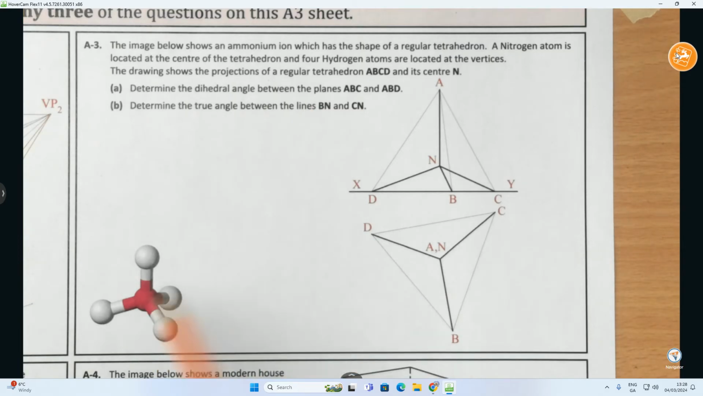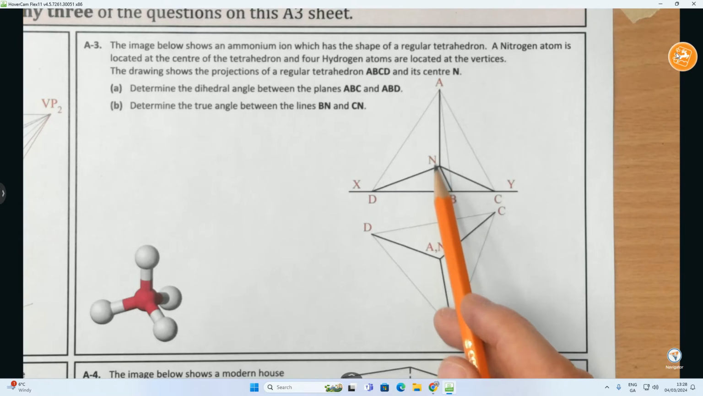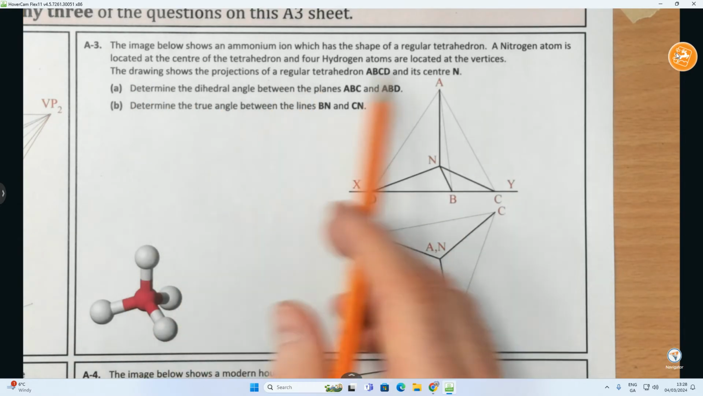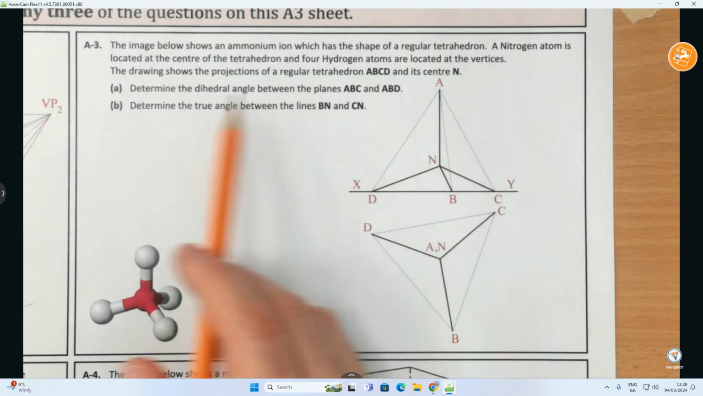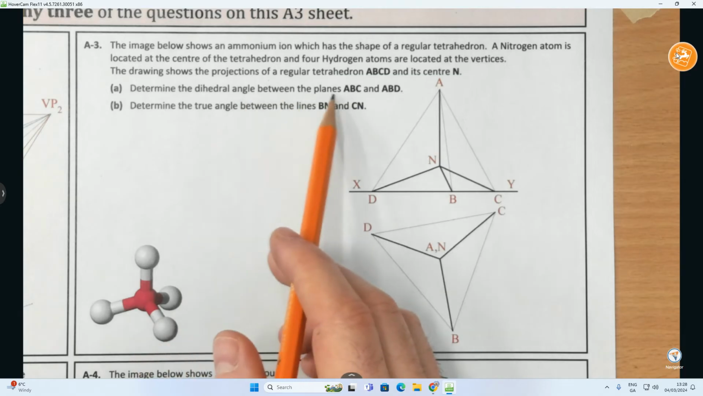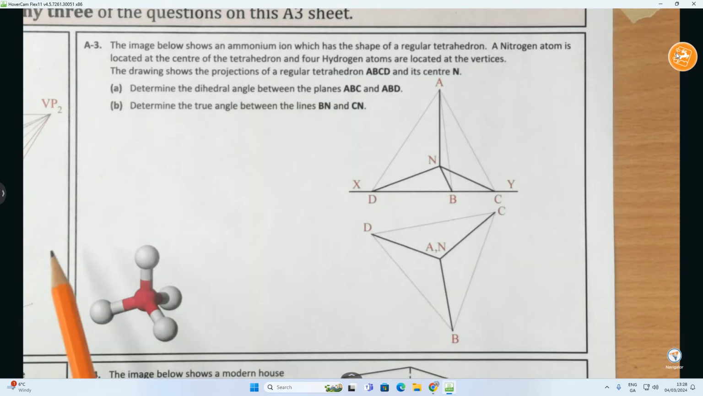I think they say, yeah, nitrogen atom in here, and it obviously has a little height. It goes up into it. What we have to do is the drawing shows the projections of a regular A, B, C, D, and a center N. Part A. Determine the dihedral angle between the planes ABC and ABD.